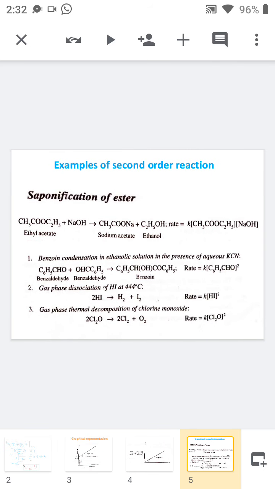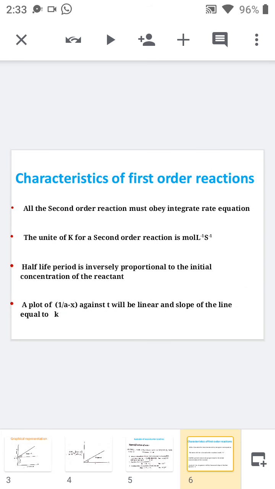Now these are some of the examples of the second order reaction. One example is the saponification of ester. Here ethyl acetate undergoes hydrolysis in the presence of sodium hydroxide as the base, and we get sodium acetate and ethanol. This is the rate expression for this reaction: rate = k × [ester] × [NaOH]. Other examples are benzoin condensation, gas phase dissociation of hydrogen iodide, and gas phase thermal decomposition of chlorine monoxide. Now we are discussing the general characteristics of second order reactions.